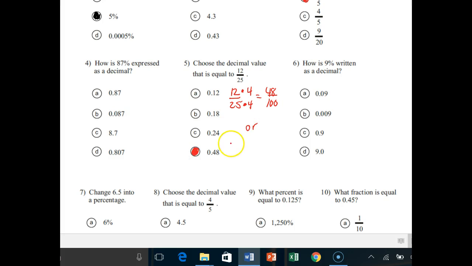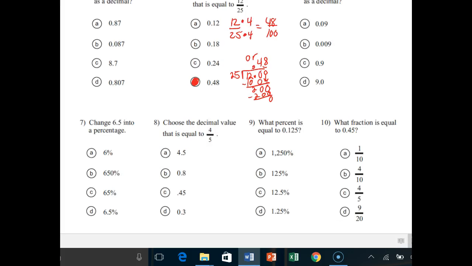Or, I want you to write this down too. You could divide 25 into 12, which doesn't work. Decimal 0 goes in there 4 times, which is 100. With 20 left over, bring down another 0, goes into 200 8 times, which is 200. So that's the way you can either do it base 10 or by dividing.